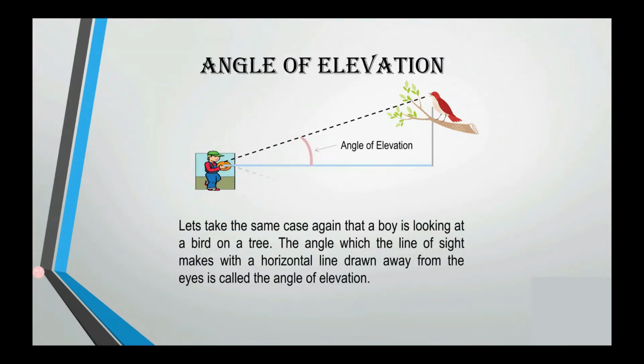Angle of elevation. Let's take the same case again in which a boy is seeing the bird. The angle which the line of sight is making with the horizontal over here. If these are the eyes of the boy, this is the horizontal. If he's looking upwards towards the bird, this is the horizontal, and that's the line of sight. The angle that this horizontal is making with the line of sight is known as the angle of elevation.